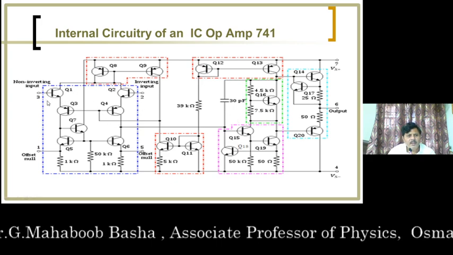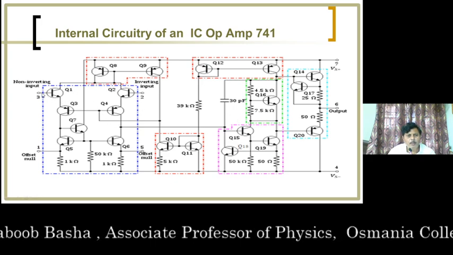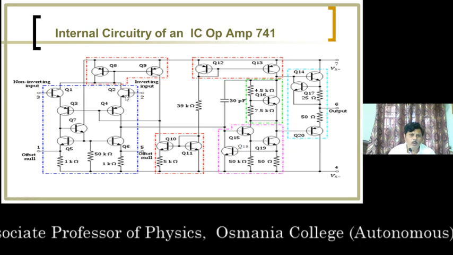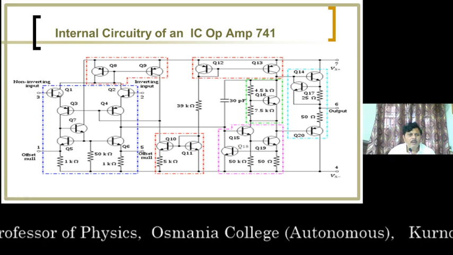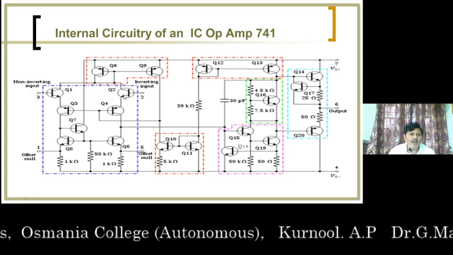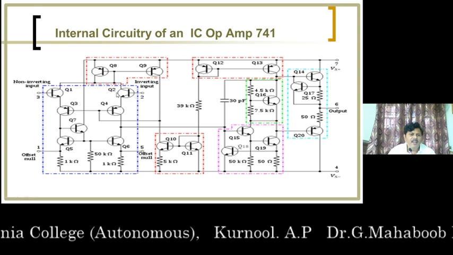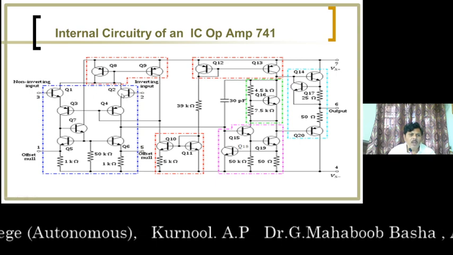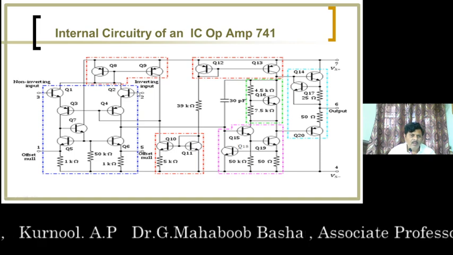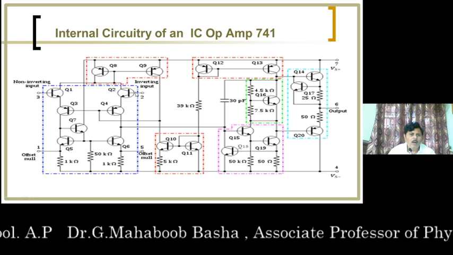Here, because of mismatching, no two transistors have the same value of beta. Though Q1 and Q2 are identical, no two transistors will have the same value of beta. Because of this factor, a small leakage current flows in the input terminals of the op amp. Such current is called input bias current. The average of these two is called offset current.